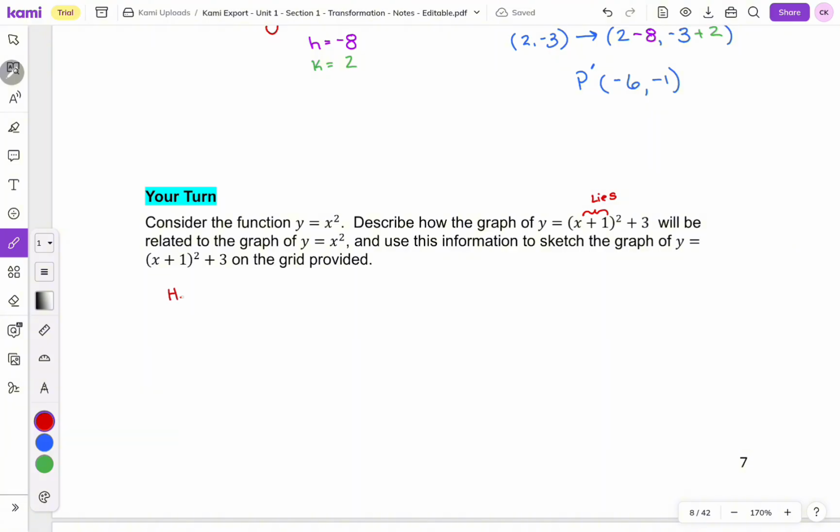So I have a horizontal translation, which I'm just going to abbreviate HT, 1 unit to the left. And my k value is 3. So we have a vertical translation 3 units up. So that's how the graph is going to change. I take my original x squared function, move everything 1 unit to the left and 3 units up.